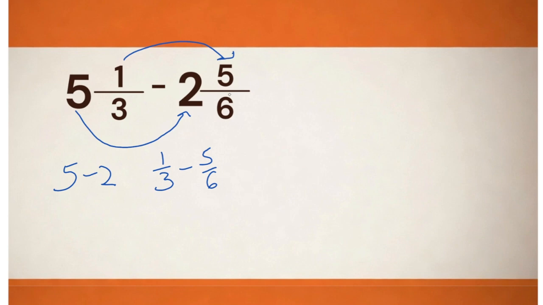So 5 minus 2 gives 3. So we have 3 whole number. Then we have 1 third minus 5 sixths. So let's subtract: 1 third minus 5 sixths.